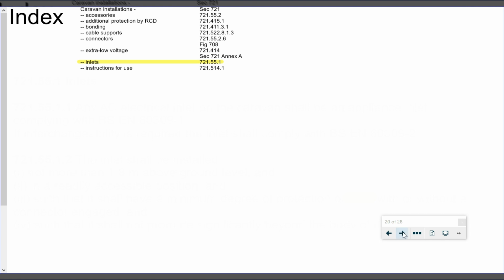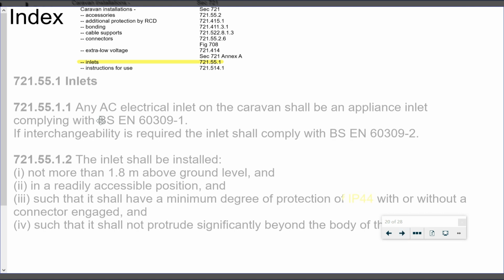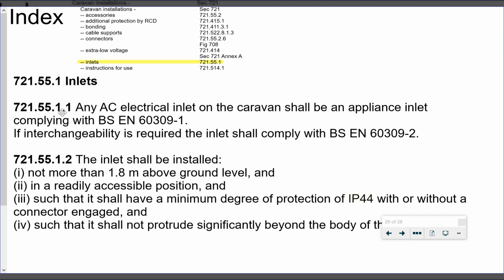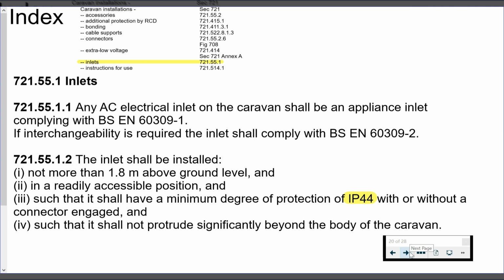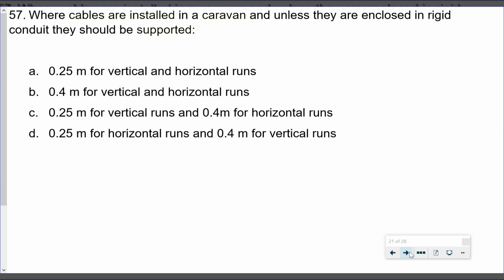721.55.1. In 721.55.1, we have inlets. First regulation there, 55.1.1, is just talking about the standard that the inlet has to comply with. And then 55.1.2, we've got some more information on the inlet, and sure enough, on the third point there, we've got IP44. Okay, as a minimum international protection or ingress protection for that caravan socket or caravan inlet.